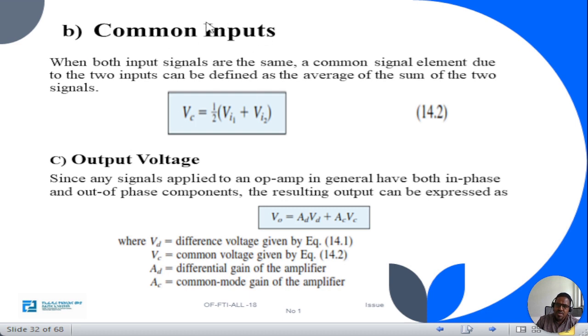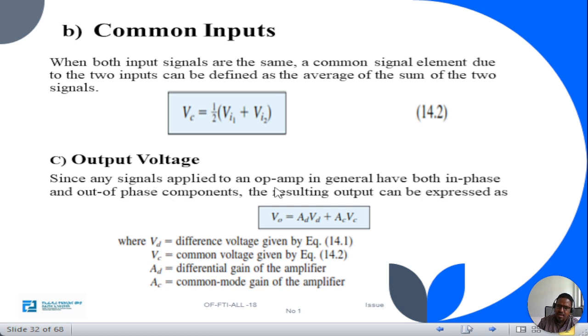So, in common inputs, how do they operate? When both input signals are the same, a common signal element due to the two inputs can be defined as the average of the sum of the two signals. So during common mode, how to calculate it: V common becomes 1 over 2 multiplied by V1 plus V2. So the average of the input voltages.